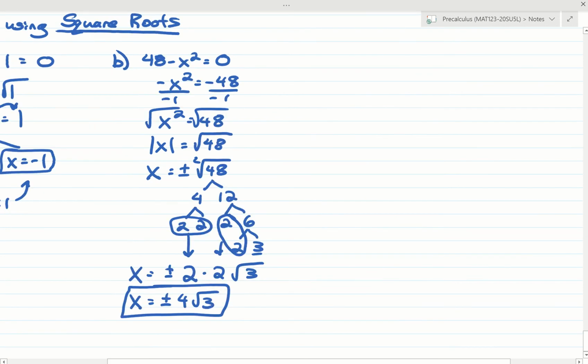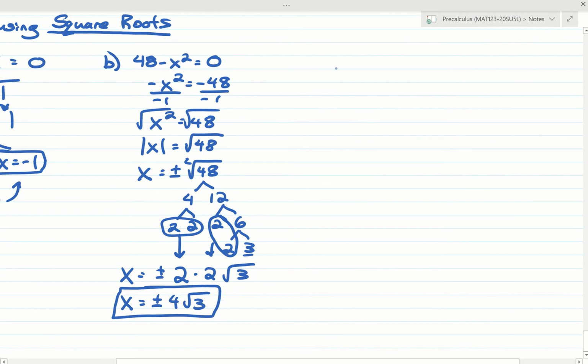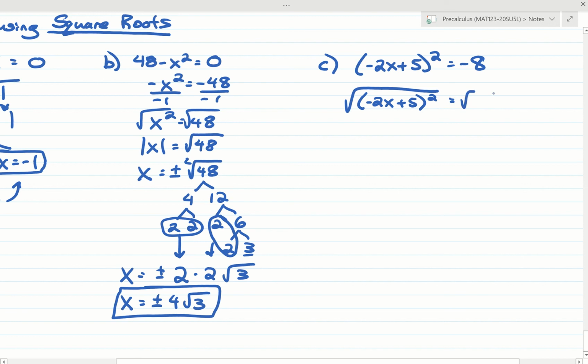One last problem with this. Let's try negative 2x plus 5 squared is equal to negative 8. Well, let's go ahead and take the square root of both sides. If we want to get that x by itself, it's trapped inside of that square, right? So we could use the inverse operation, or take the square root of both sides. Anytime you take the square root of something squared, that turns into absolute value.